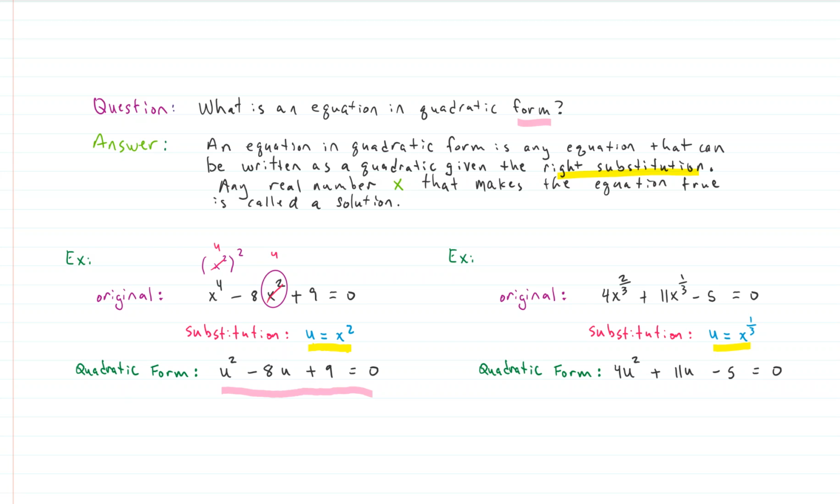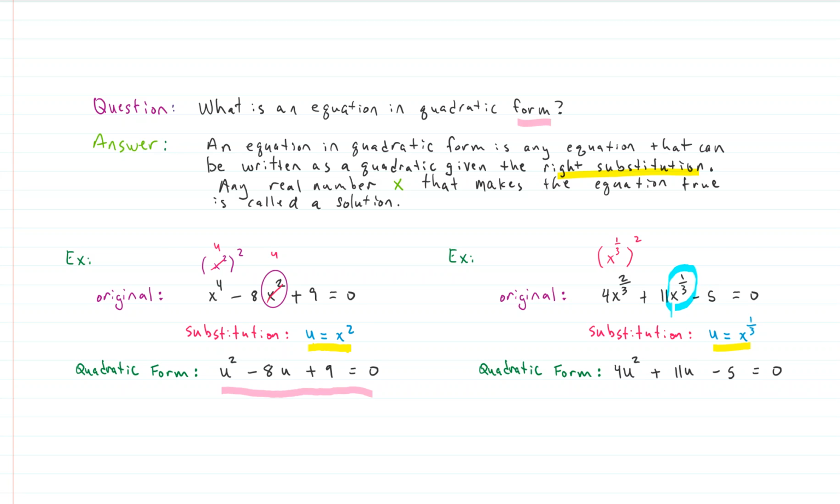The x to the 2/3 really can be written as x to the 1/3 quantity squared, because when you have something raised to a power, all raised to another power, you just multiply the exponents. So that gives you 1/3 times 2, which is 2/3. And then we already have an x to the 1/3 next to the 11. So if we make the substitution, then watch what happens.